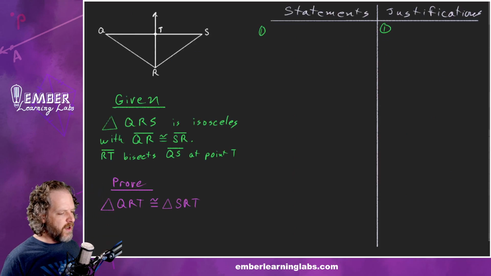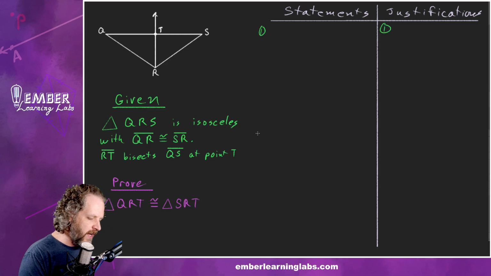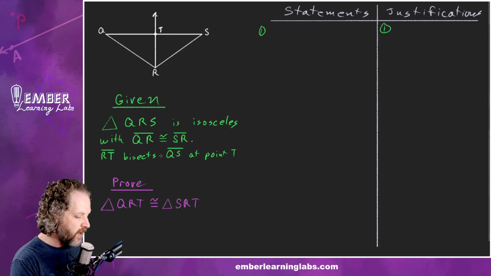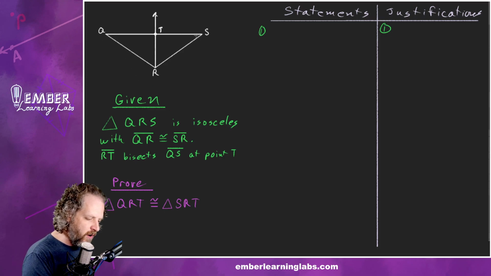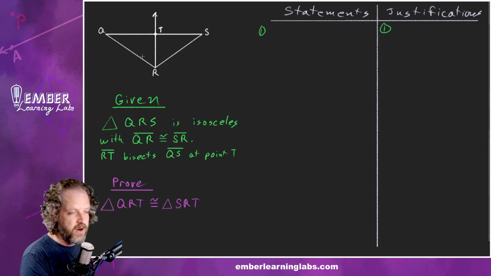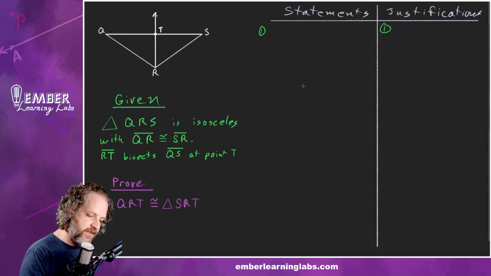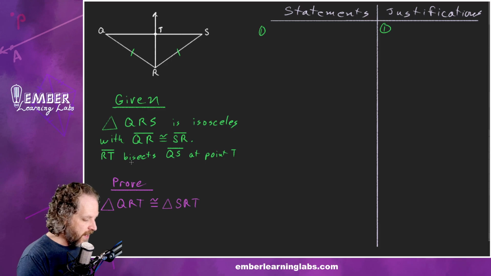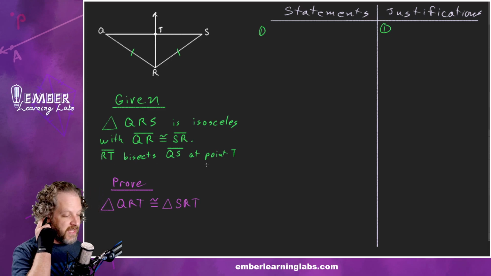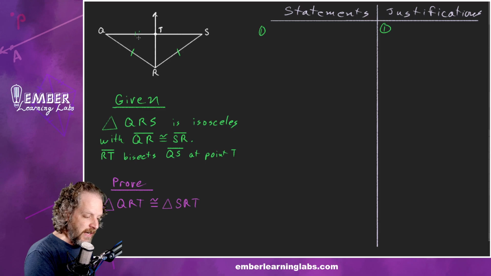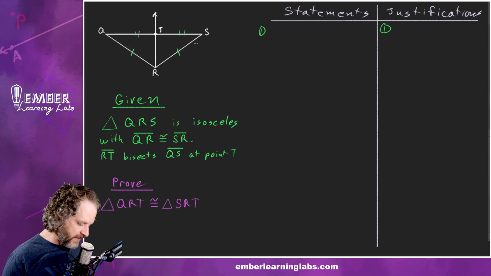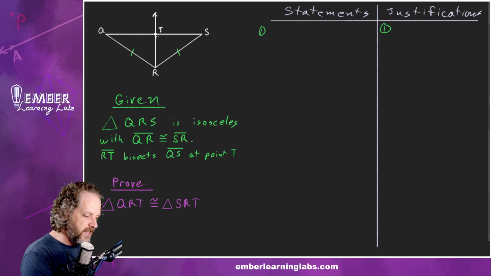So we are given this picture, first of all, and we're given these things. Let's start labeling the given and writing it out. We're given that triangle QRS, this big triangle here, is isosceles with QR congruent to SR. So I'm going to go ahead and label that. QR is congruent to SR, right? And RT bisects QS at point T. Now, that's going to tell us this, but it doesn't tell us that yet. All it says is that these two bisect.